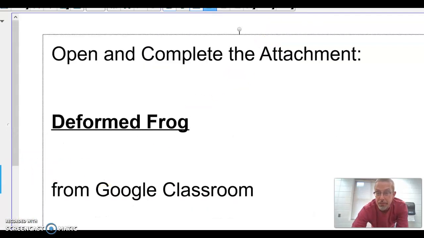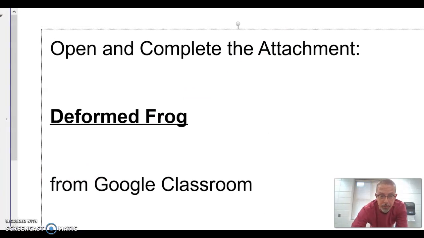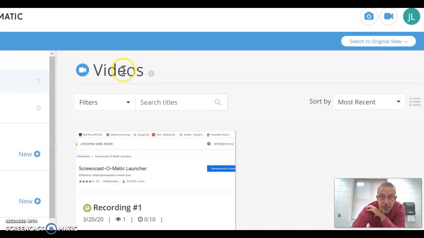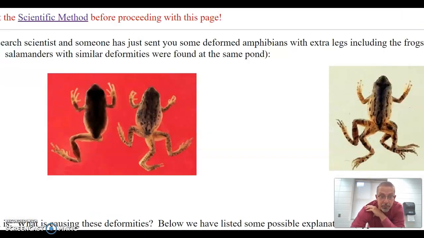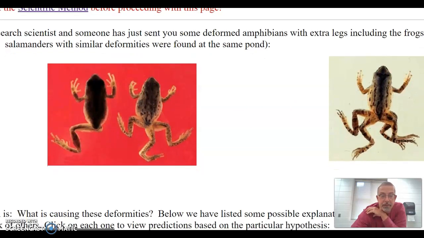So I'm going to have you guys open an attachment that is going to be connected to your Google Classroom. And let me just change things around here a little bit. And this is what you're going to be looking at. It's called a frog study. And what they found out is that in some lakes and ponds, some frogs were deformed. Okay, some had extra legs, some had missing legs, and obviously not a good thing for the frogs and probably not a good thing for the environment if that's happening.